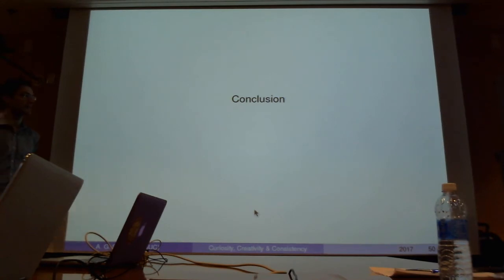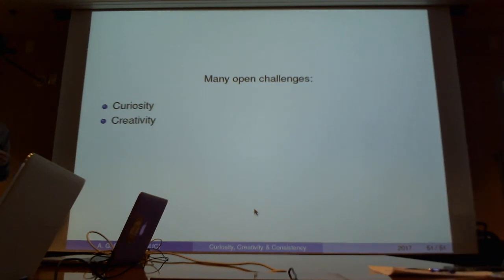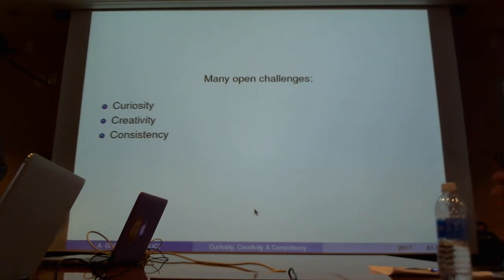All right, let me now wrap up. In conclusion, I think there are many open challenges in this area of trying to get neural networks to exhibit some form of curiosity, but also being creative at the same time. So not only always predicting the same thing, but generating systems, generating output, envisioning output, and producing, importantly, output that is somewhat consistent. All right, thank you.